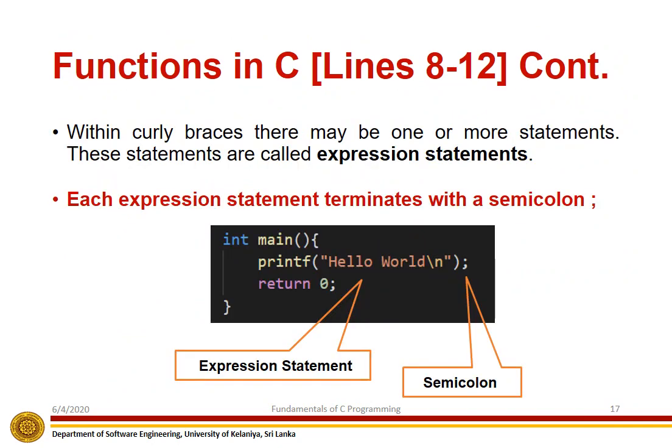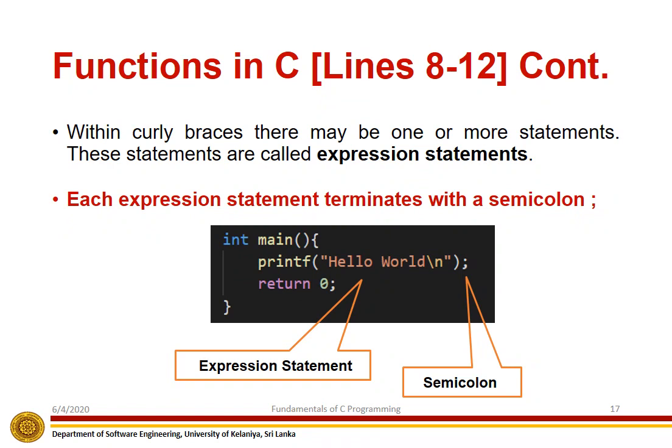Within curly braces, there may be one or more statements we can put for execution. These statements are called expression statements. And remember, every expression statement terminates with a semicolon. On every line you must put a semicolon. It tells C that this line of code is ending here. From the next line, we are going to write another line of code.